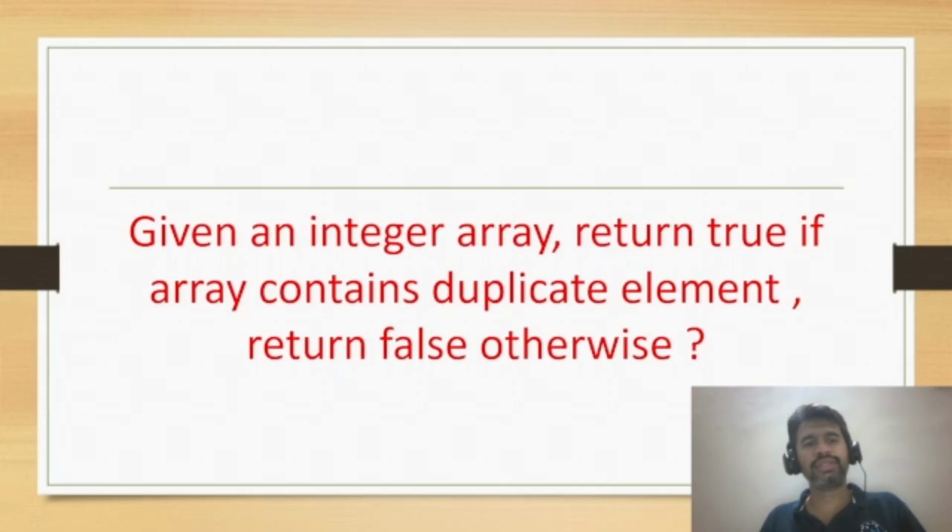So the next question is, we are given an integer array. We have to find if it contains duplicate elements. If so, we have to return true, otherwise we have to return false. So you have to find in the given array whether it contains duplicate integers or not. If so, return true, otherwise false. So let's see how to implement this.